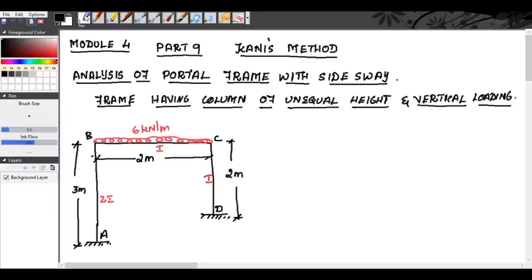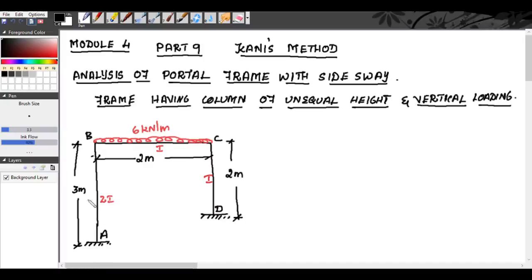Welcome everybody once again. So today in Kani's method, let us see how to analyze a portal frame with sway. The difference of this problem from the previous problem is that today we are going to analyze a portal frame with sway, having vertical loading and columns of unequal height. You can see A, B and C, D are the two columns of the portal frame.